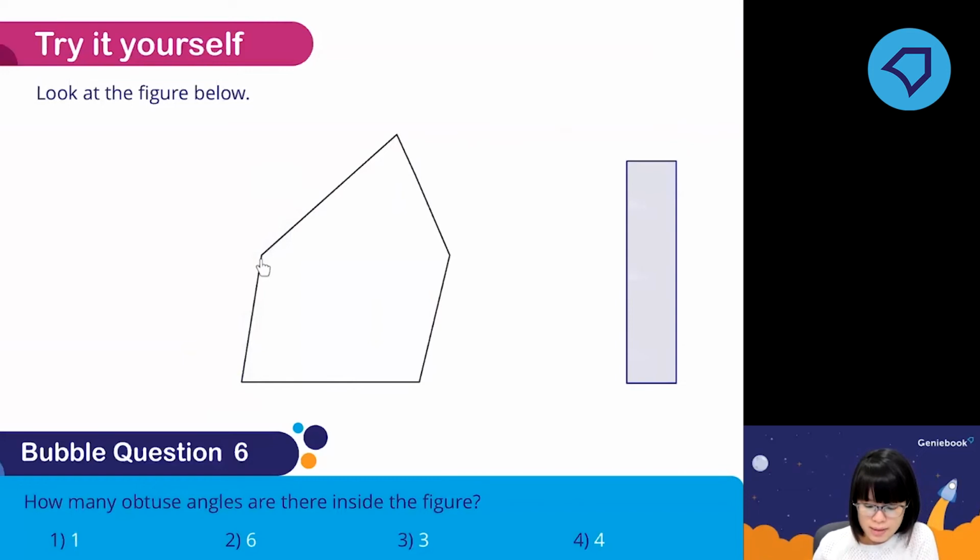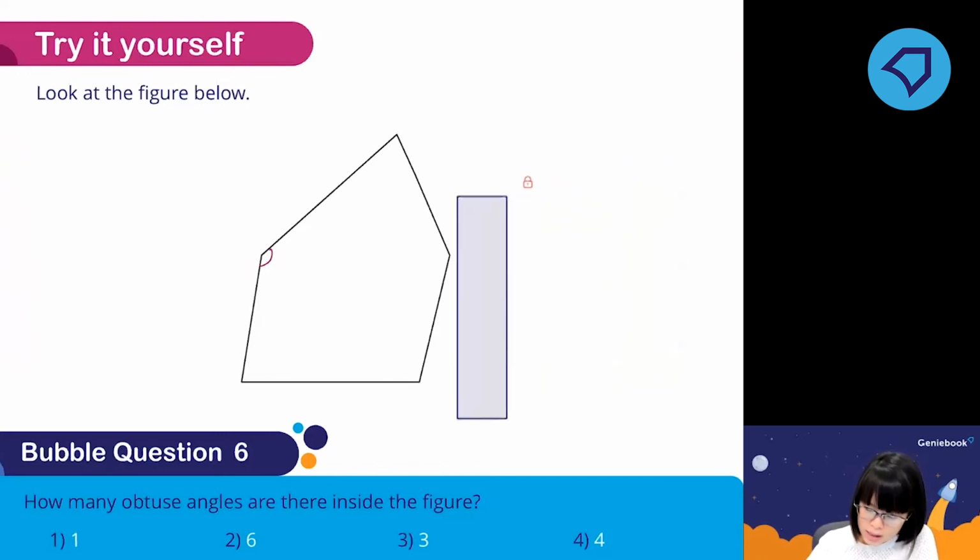How about this one? Obtuse angle? Yes or no? Yes, excellent job. This one is definitely wider than 90 degrees. How about this one? Obtuse? No, this one is smaller. For those of you who cannot see, let's use our ruler.